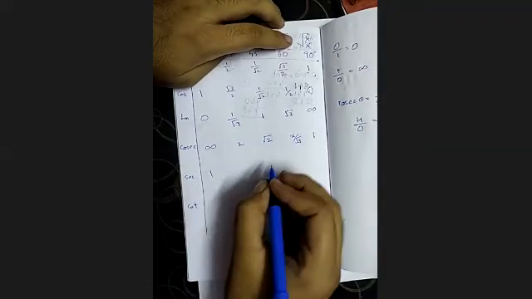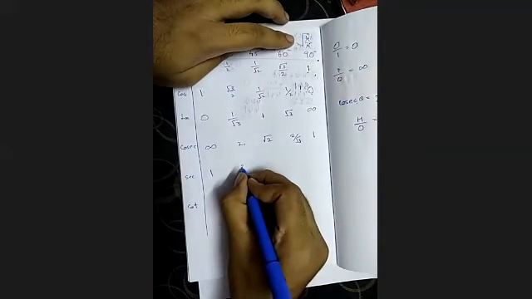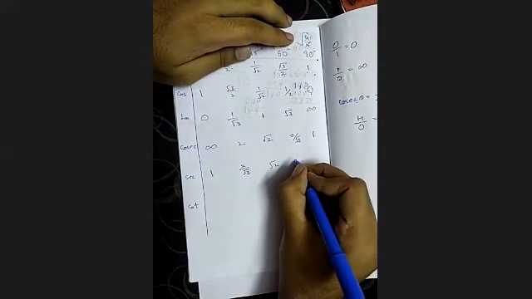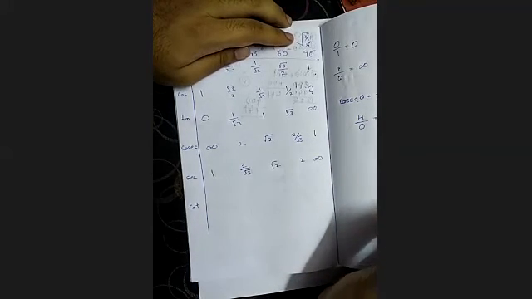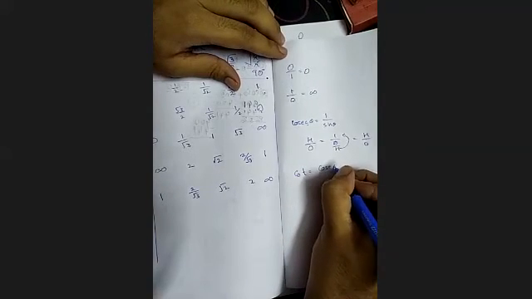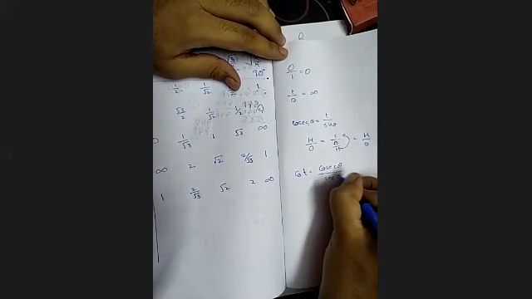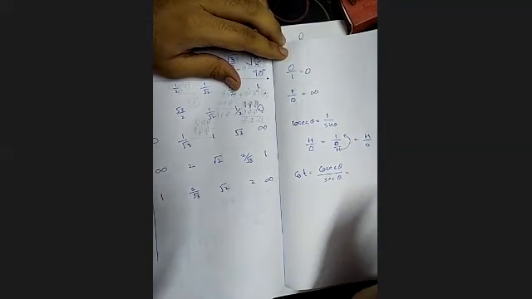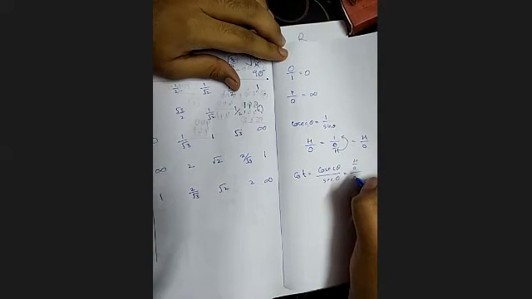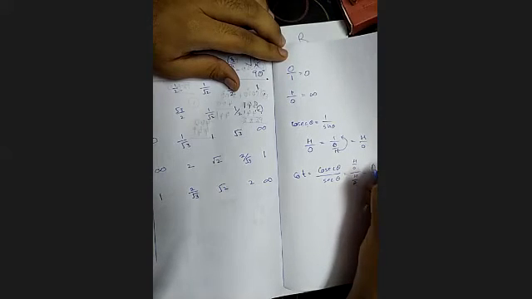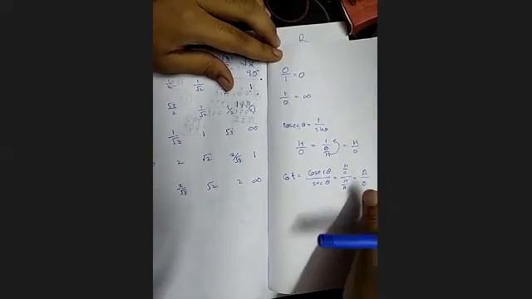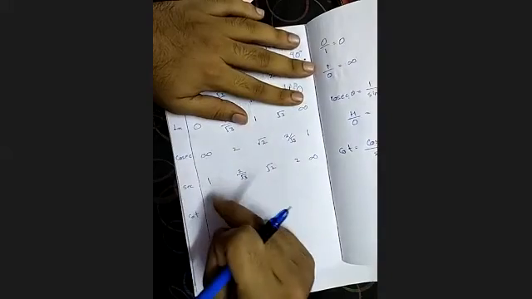So secant theta is, reverse it: 1, 2 by root 3, root 2, 2, infinity. Now cot theta is cosecant theta by secant theta. Cosecant theta is hypotenuse by opposite, and secant theta is hypotenuse by adjacent, so it will be adjacent by opposite. Cot theta is also adjacent by opposite, so we divide cosecant theta and secant theta.